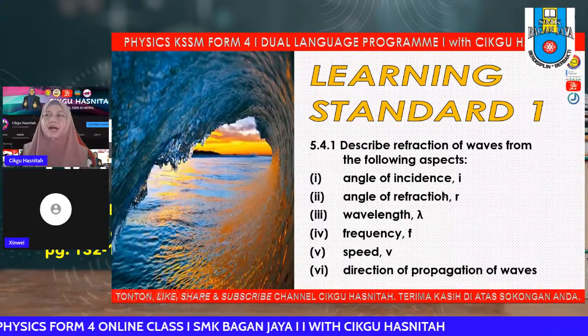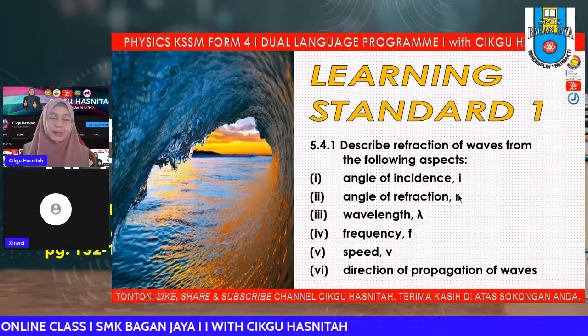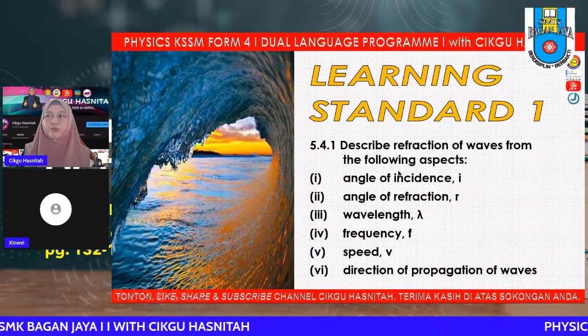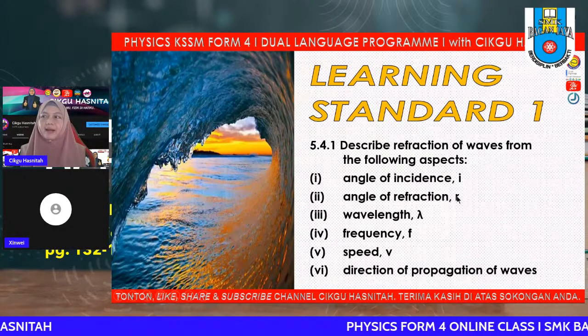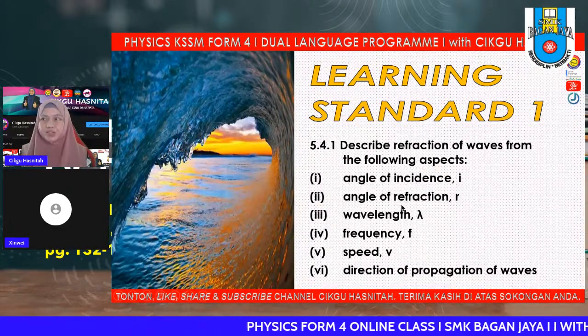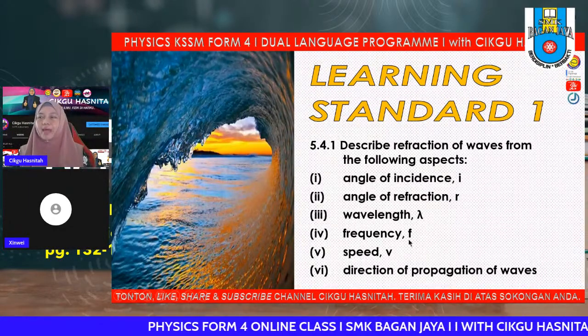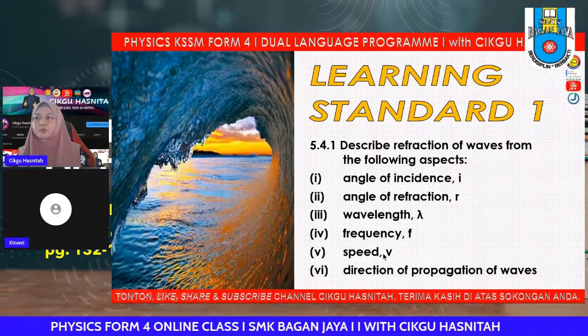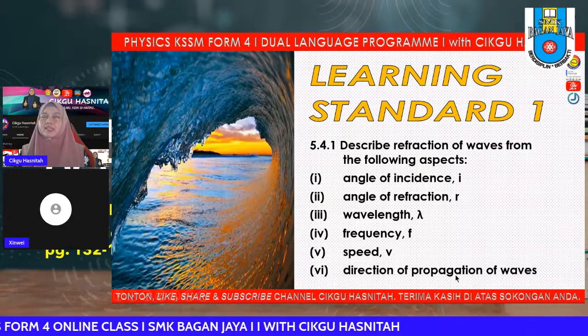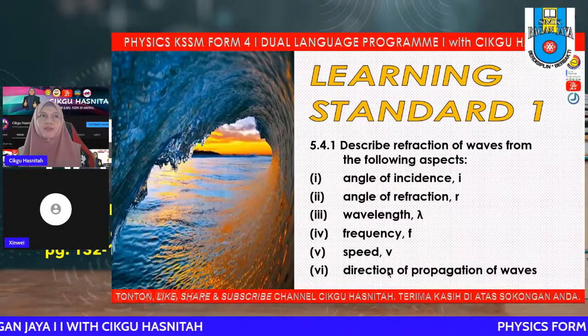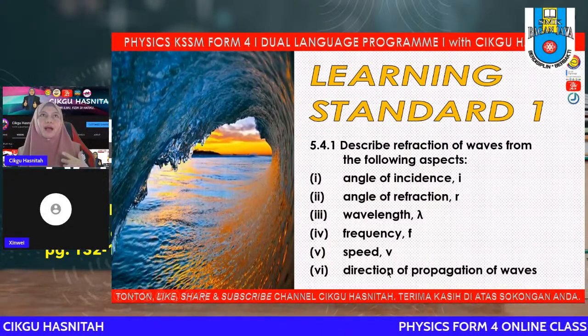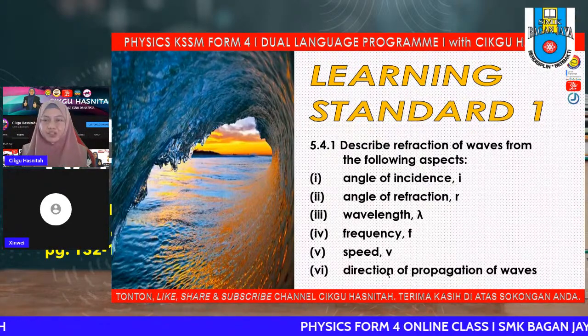For reflection, r is the angle of reflection. For refraction of wave, it uses the same symbol i for angle of incidence, but r is now the angle of refraction. And then lambda is the wavelength, f is frequency, v is speed, and direction of propagation. So later we will see what happens to all these characteristics of wave once they undergo refraction.